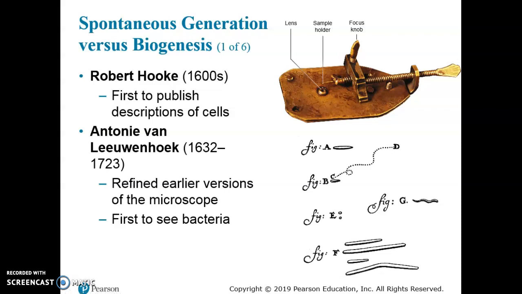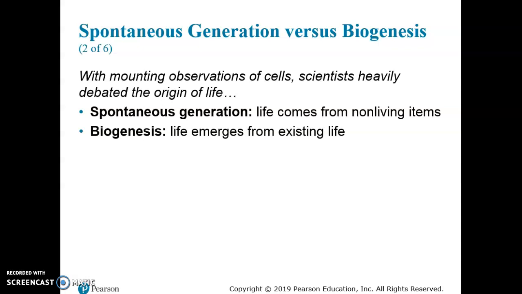They had different forms. So again, with the increasing ability to observe cells, the debate over the origin of life came about. There's the idea of spontaneous generation that was very popular in the 1600s and 1700s: life comes from non-living items. And then biogenesis: life emerges from existing life. And this was a hot topic in both science as well as religion at the time. And this is where we'll stop part 1. We'll continue with spontaneous generation, but a different twist on that.